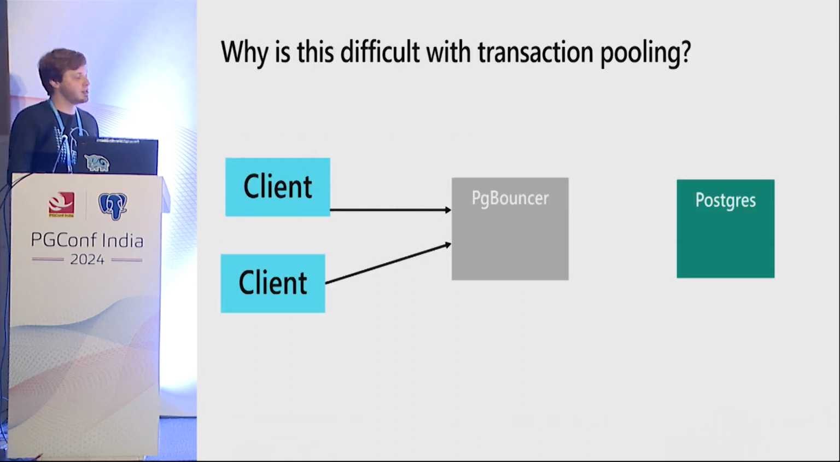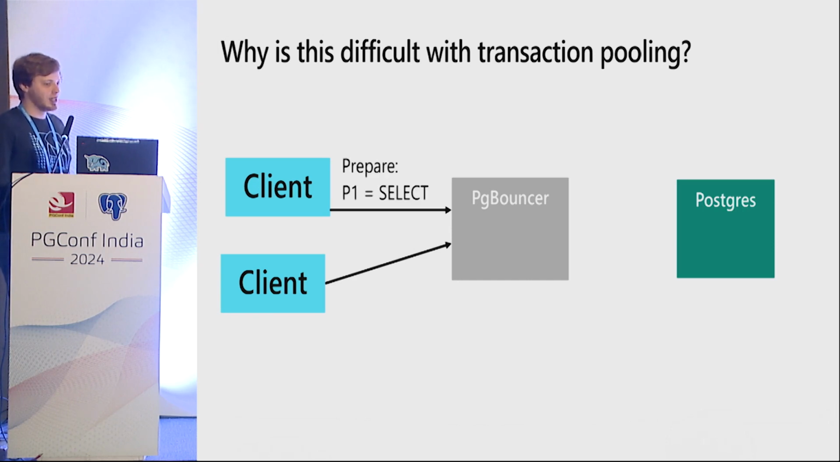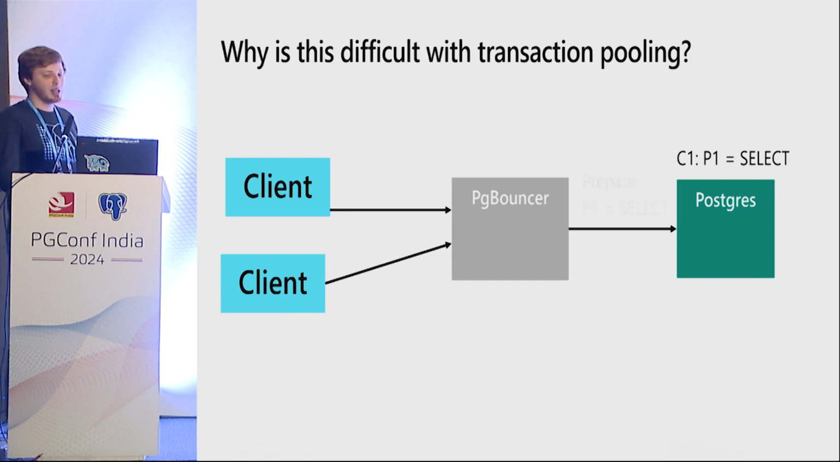But why is that difficult with transaction pooling? Why did this not work? Well, if you send a prepare from one client, P1 is the name of the statement, and we're going to do a select, PgBouncer is going to forward that. And Postgres needs to remember it, because later you might want to execute it. So Postgres, per connection it gets, will remember the prepared statements. Because prepared statements are local to a connection. If you prepare it on one connection, you can't execute it on another connection.